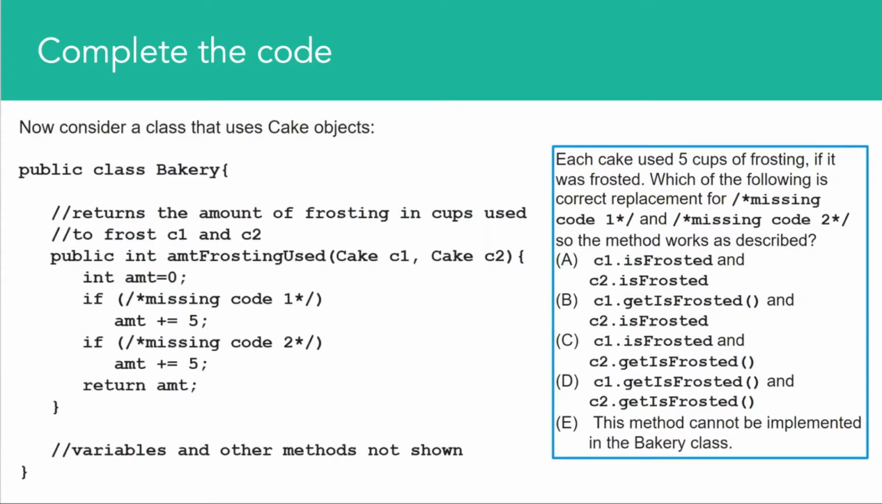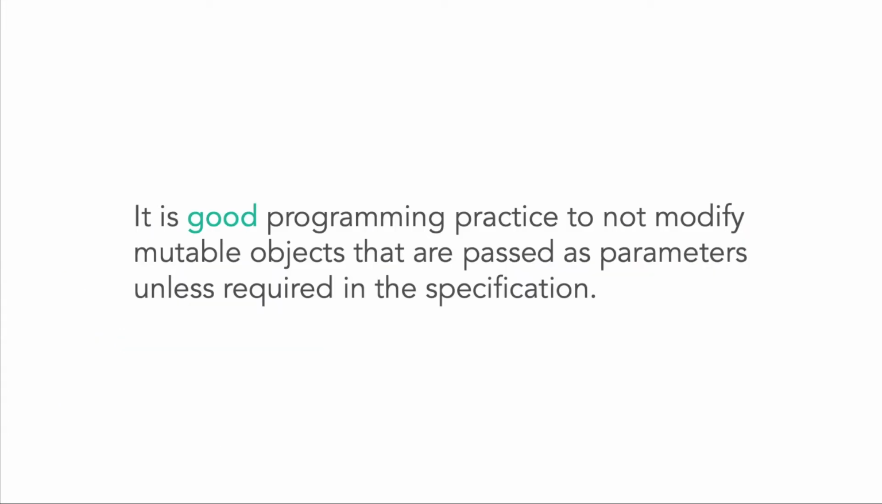Which of the following is the correct replacement for missing code 1 and missing code 2 so the method works as described? Remember, we are outside the cake class as we are viewing the bakery class. Because of this, we cannot directly access cake instance variables. We must use the accessor methods to do so. It is good programming practice to not modify mutable objects that are passed as parameters unless required in the specification.